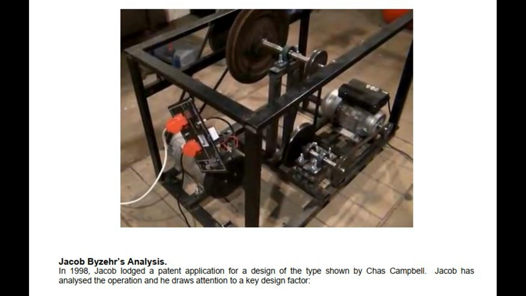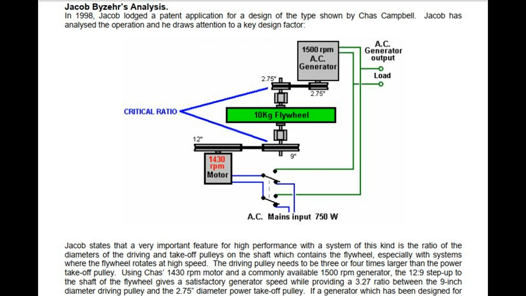Jacob has analyzed the operation and he draws attention to a key design factor. Jacob states that a very important feature for high performance with a system of this kind is the ratio of the diameters of the driving and take-off pulleys on the shaft which contains the flywheel, especially with systems where the flywheel rotates at high speed. The driving pulley needs to be 3 or 4 times larger than the power take-off pulley.